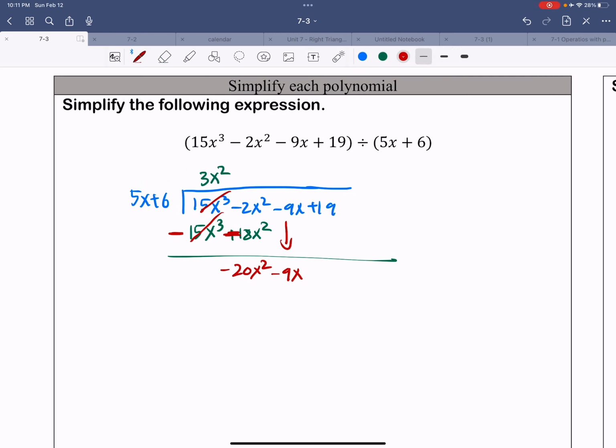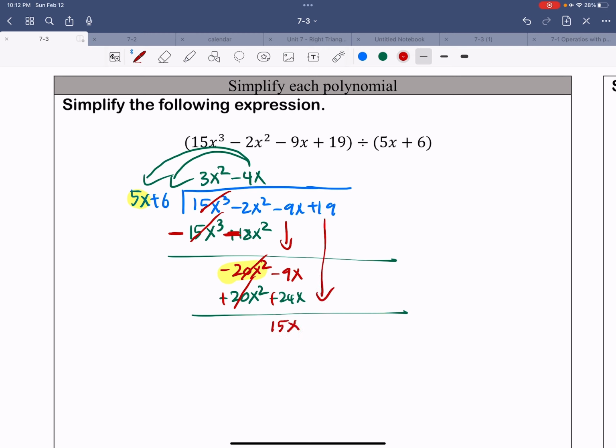And what do we do next? I multiply this one. How can I make 5x with a negative 20x? Multiply by negative 4x. Negative 4 times 5x is negative 20x squared. Negative 4 times 6 is negative 24x. And if you flip the sign, these two will disappear. Negative 9 plus 24 is 15x. And you bring down plus 19.